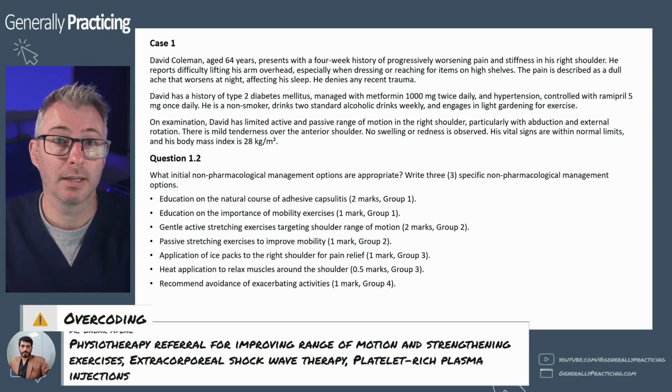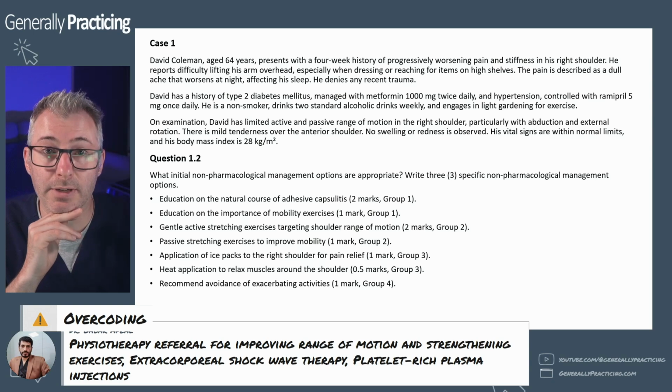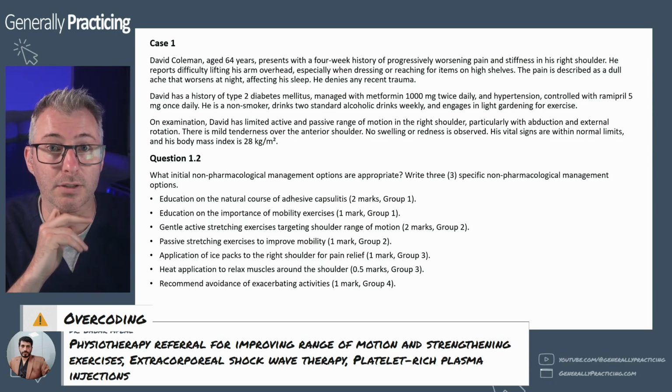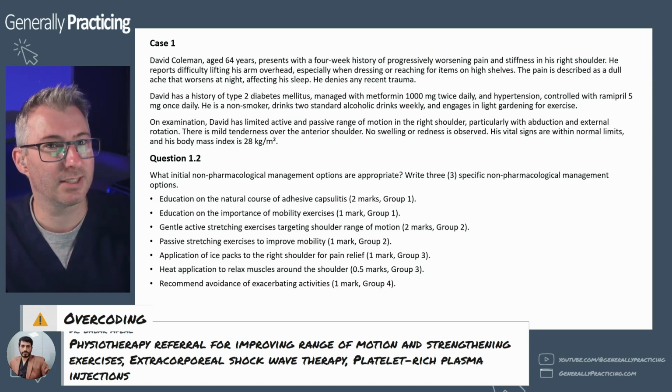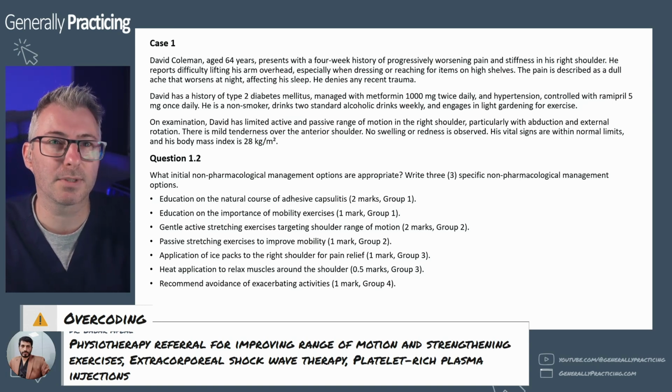Shockwave therapy. Yes, actually, there is evidence for that. And so it could be something worth trying. Platelet-rich plasma injections. The evidence for that is actually much less. And the college is actually cautiously steering people away from that at the moment.